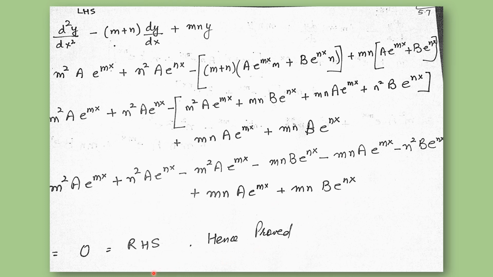Now, if you see carefully, all these terms are supposed to get cancelled out. See, this is with a positive sign and this is the same term with a negative sign. This gets cancelled out. Now, this n square will get cancelled out with this term. Very easy. And now this mn b e power nx will get cancelled with this term. And this mn a e power mx will get cancelled with mn a e power mx. So everything gets cancelled. Your answer comes out to be 0, which is equal to the right hand side, which is proved. So very simple question.